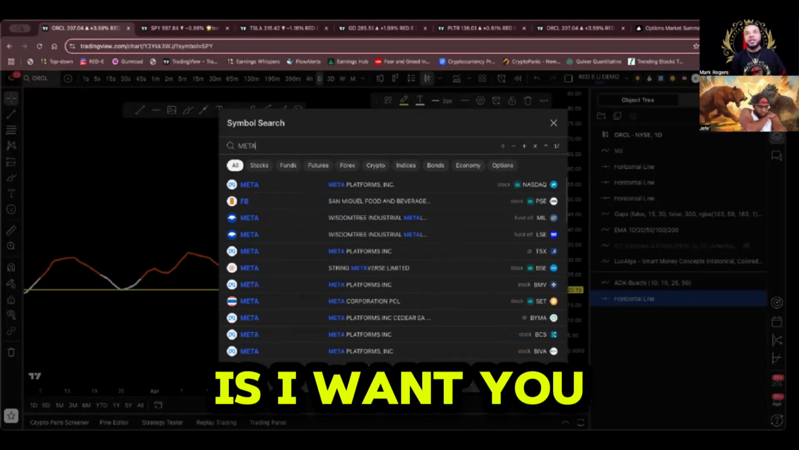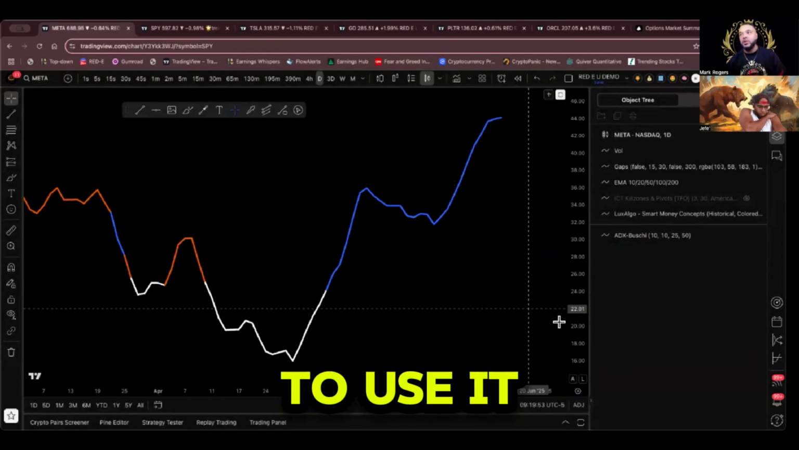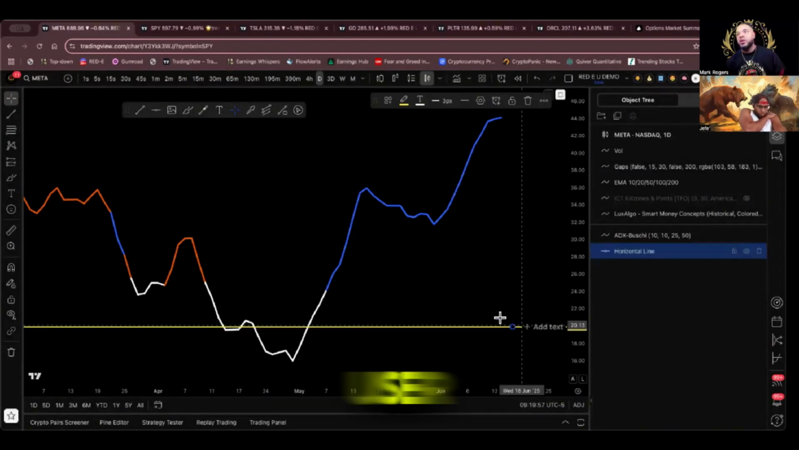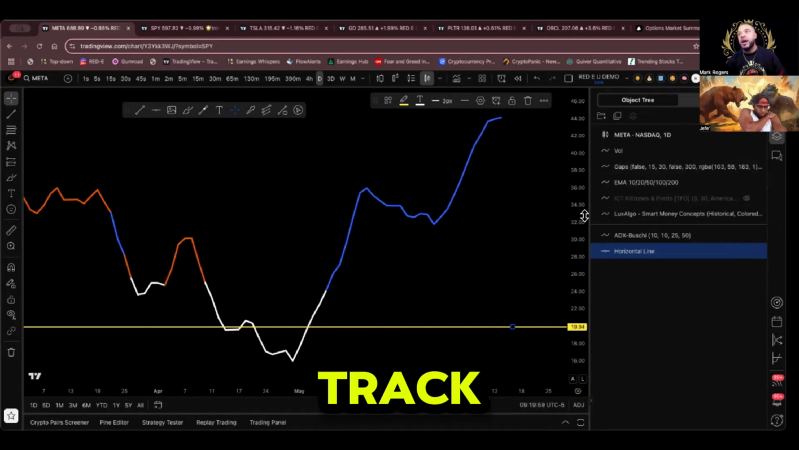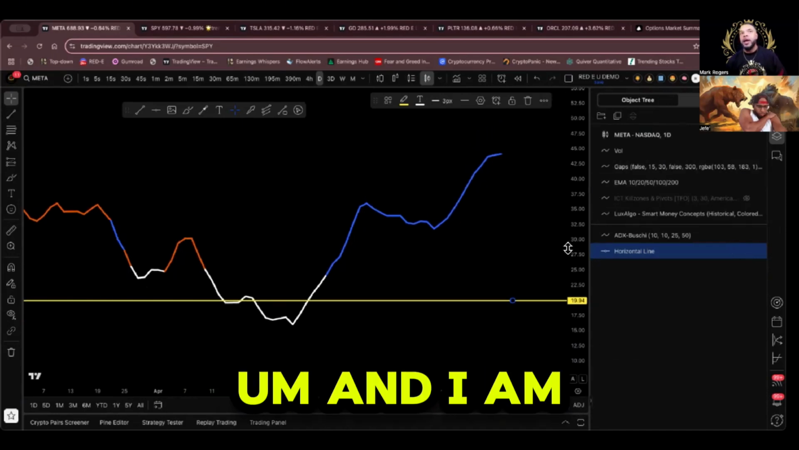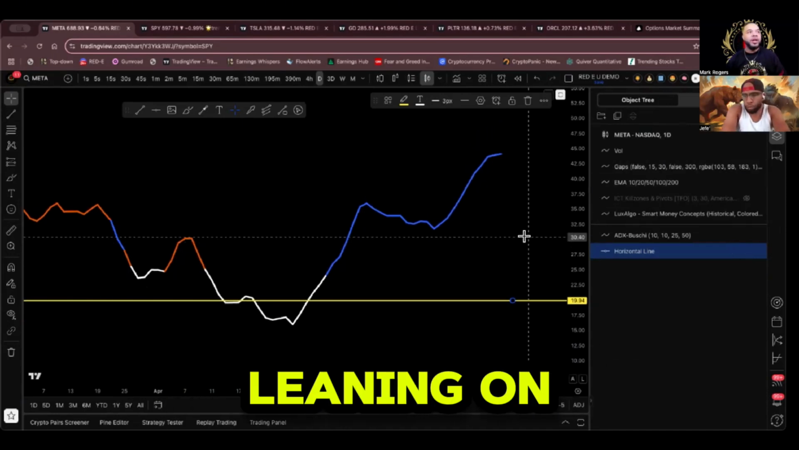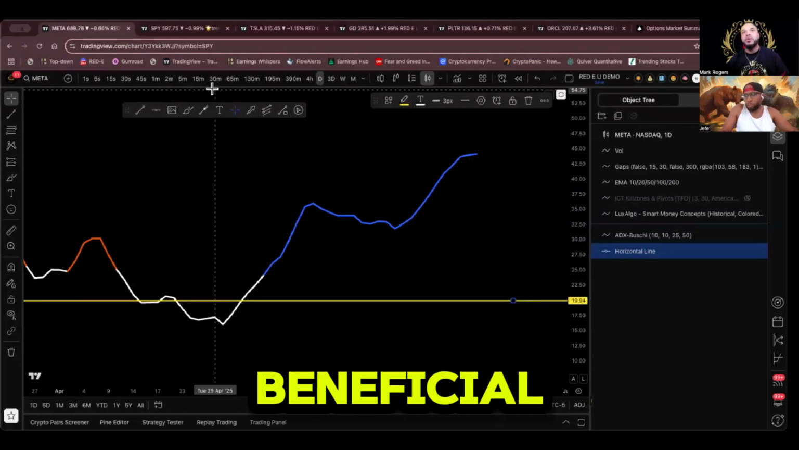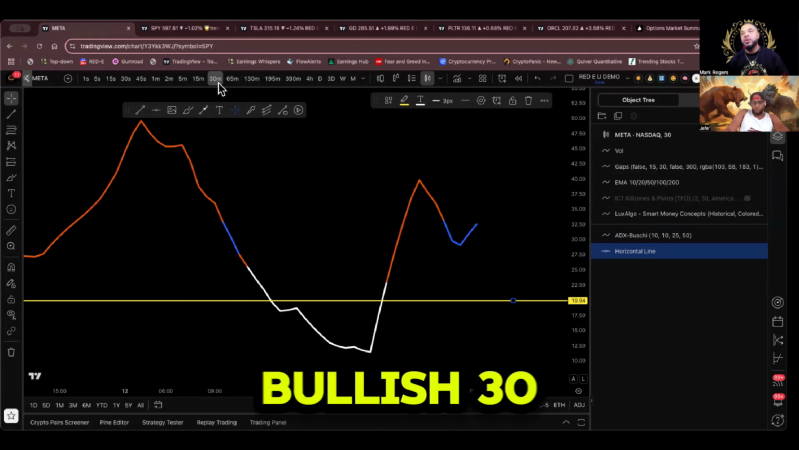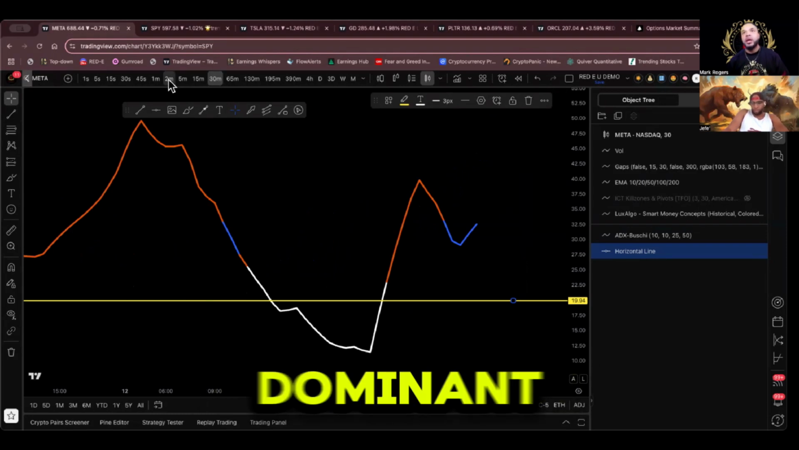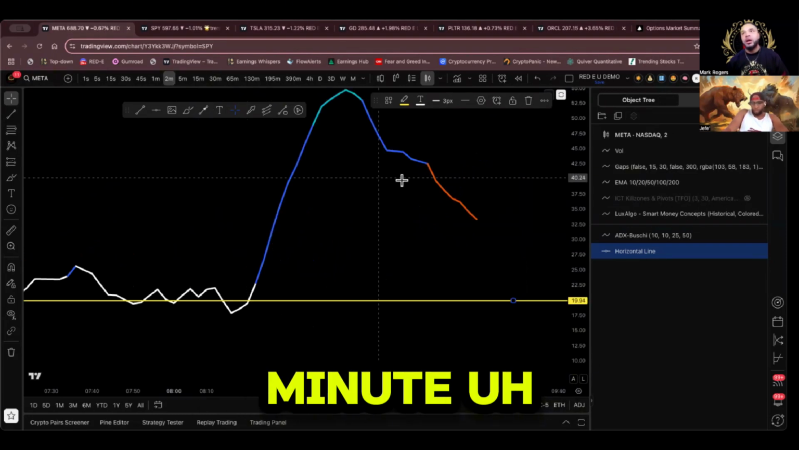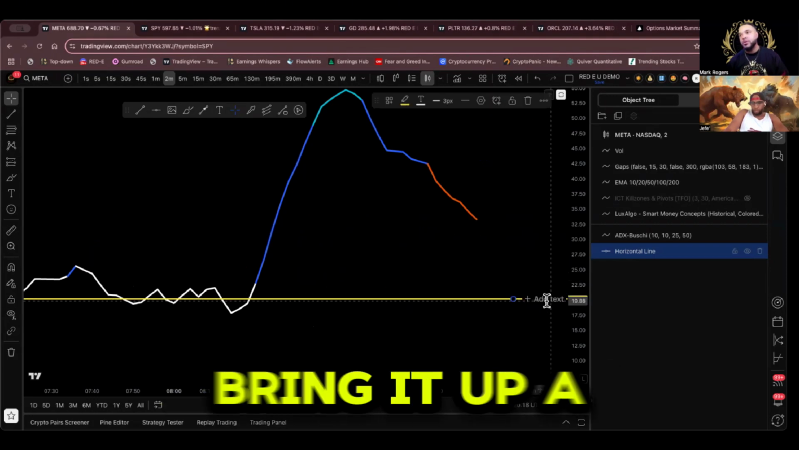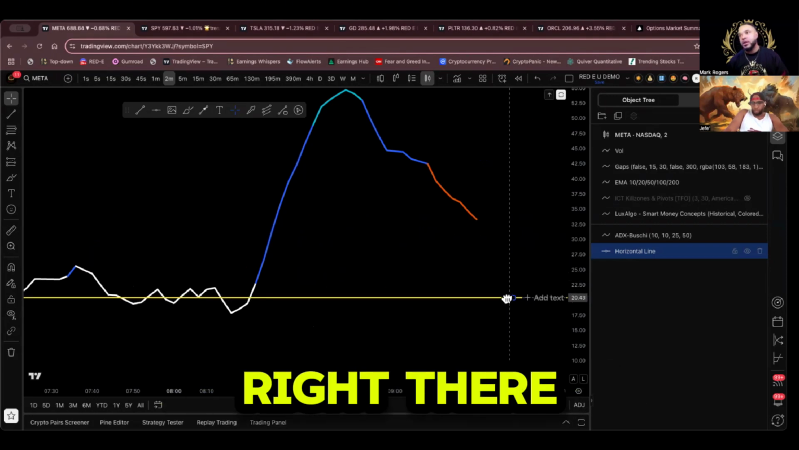But the gist is I want you to get the point on how to use it. Again, this is a very easy, user-friendly way to track momentum. And I am strongly leaning on less is more lately. I just find it beneficial. Here's Meta on the daily, dominant bullish. 30-minute Meta, dominant bullish. 2-minute Meta, slightly bearish. We need this at 20. Let's bring it up a little bit here, right there.